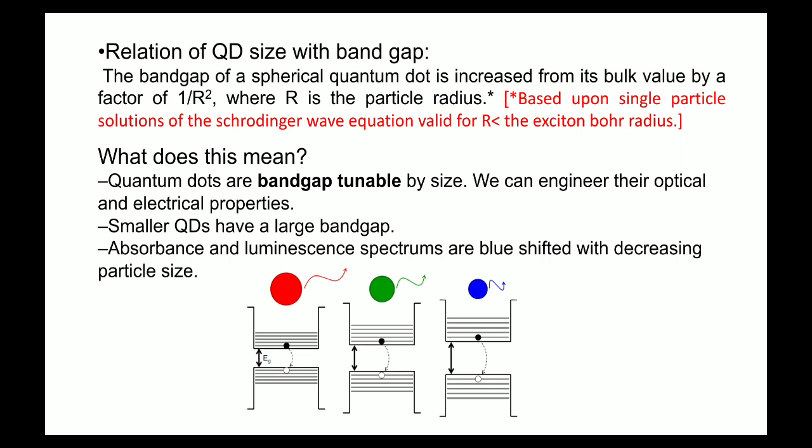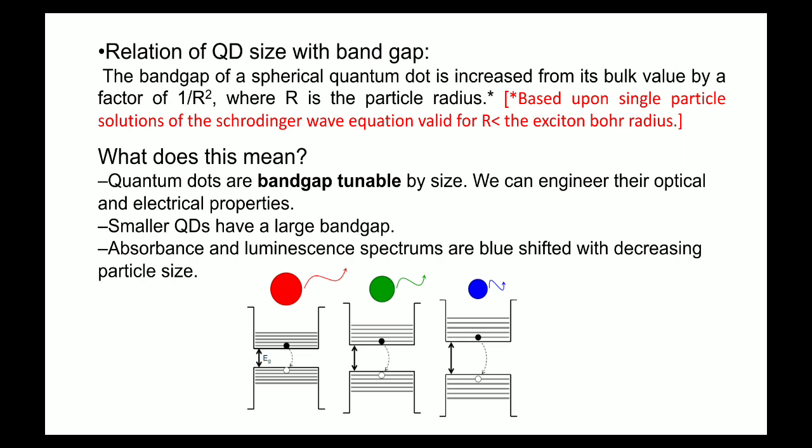Now if the size of the quantum dot, the nanocrystal semiconductor quantum dot, is changed, what happens to the band gap? Will it change? The answer is yes. So how will it change? You can see the band gap of a spherical quantum dot is increased from its bulk value by a factor of 1 upon r square, where r is the particle radius. So it is inversely proportional. As the radius is going down, the band gap is going up.